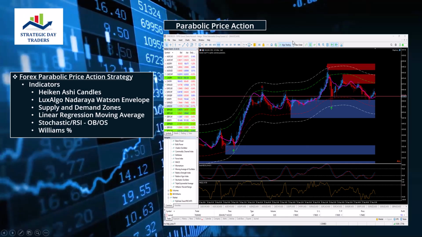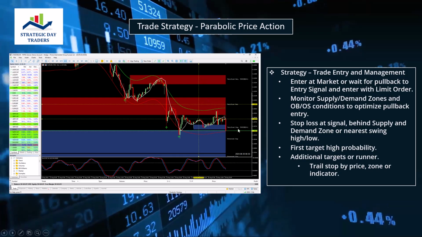So let's go ahead and take a look at the system that I use. First, after I analyze currency strengths, the activity of the day, the news that's coming up, or the news that's happened, I also apply my parabolic price action strategy. These are the indicators that I use. It's a very basic strategy. First, I need to determine the bias of the currency pairs that I want to trade on, and then we'll go ahead and enter either at market or at the pullback signal that you get.